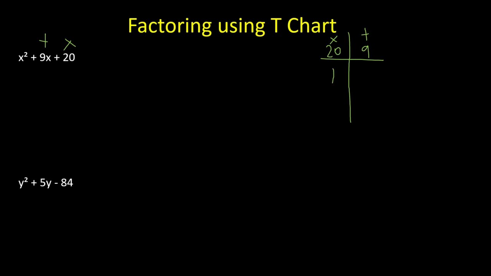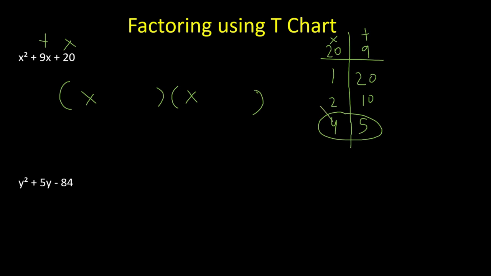So that includes 1, 20, 2, 10, 4, 5. And from here, what actually works to add up to 9 is this 4 and the 5. So the format, it'll always look like this. It'll always be x in parentheses, and then this goes here, and then this goes here. I know that they're both positive, so it's going to be plus 4, plus 5.